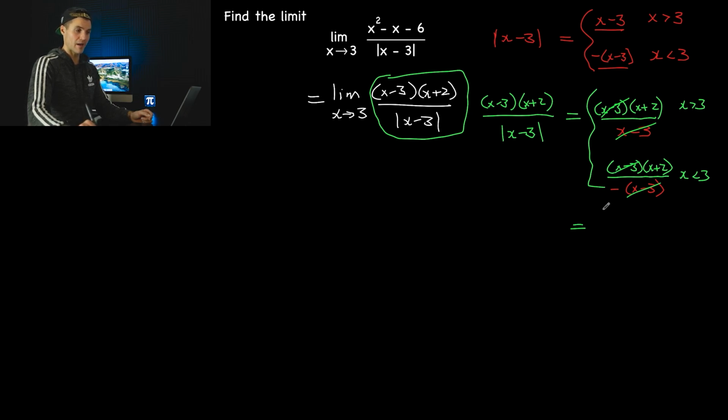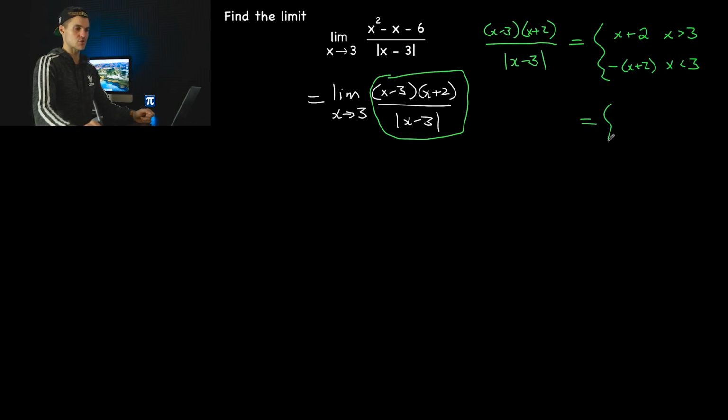And so what we're going to end up having is basically x plus 2 when x is greater than 3, and there's a negative here, right? So we could put in front of that x plus 2 bracket when x is less than 3, like that. And then simplifying this, let's actually just distribute that negative inside the bracket. So this is when x is greater than 3, and this is going to be negative x minus 2 when x is less than 3, like that. So this function here, the function we're taking the limit of, simplifies into this piecewise function.